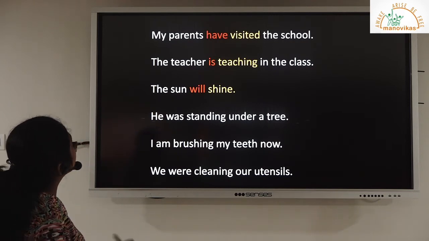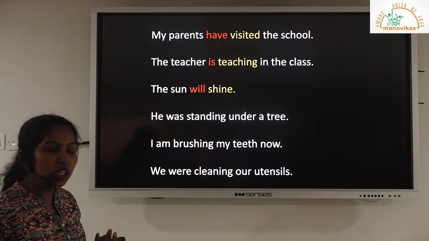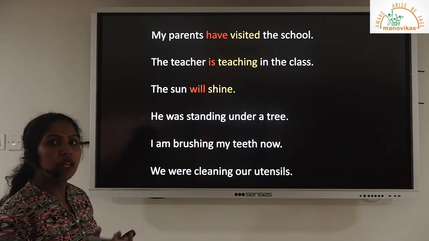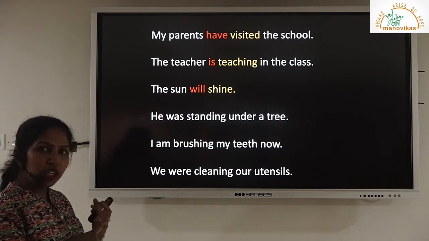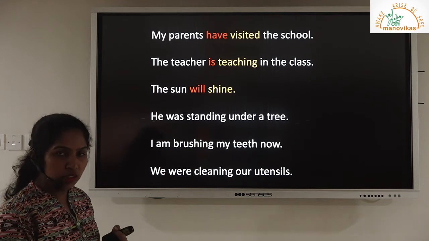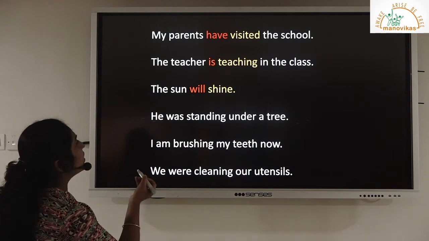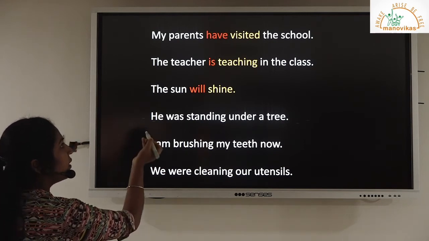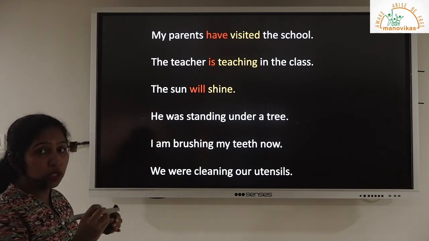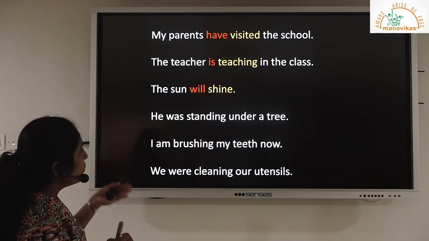Same with the next sentence. The teacher is teaching in the class. Who is teaching? The teacher. What is she doing? She's teaching. Where? In the class. So we have the subject, the helping verb, the main verb, teaching, and the object, that is in the class. The sun will shine. So I have given you all three examples where I have highlighted the helping verb and the main verb.